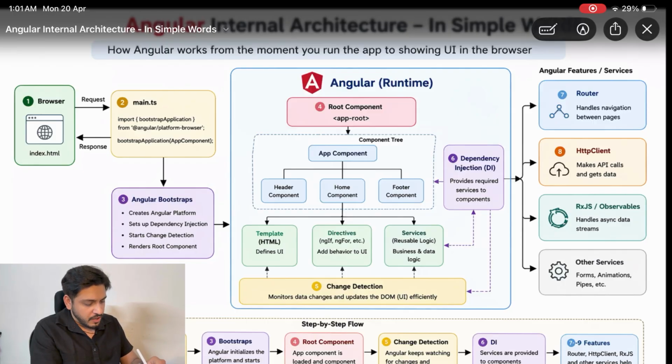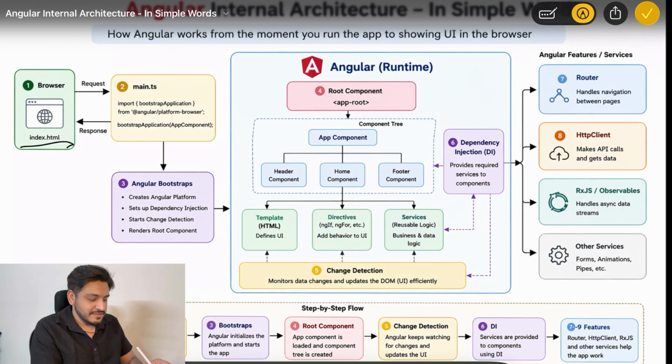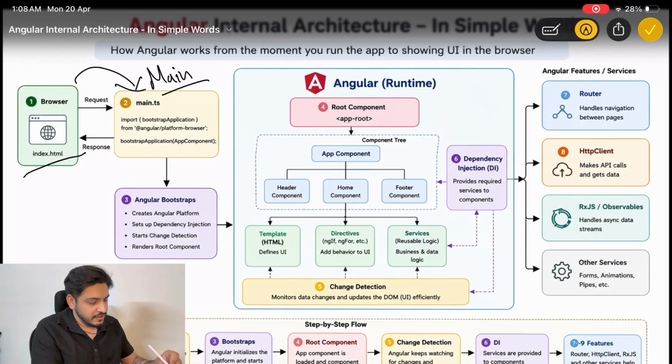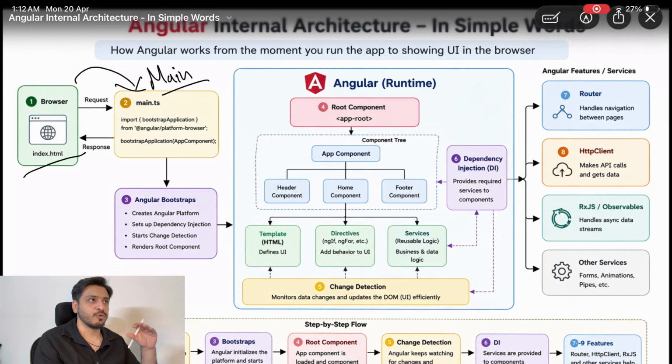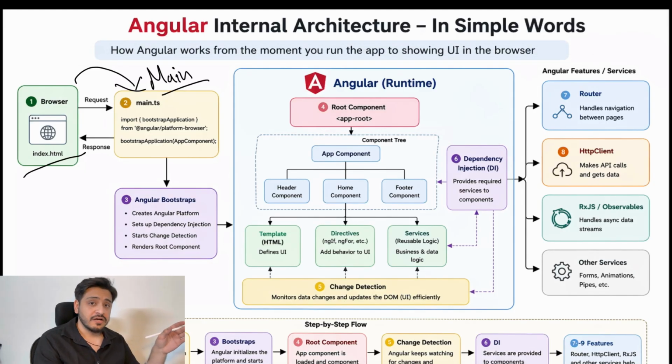Whenever you open an Angular application in your browser, the first thing that loads is the index.html file, which is the main entry point into your application. Then it calls the main.ts file, which helps in bootstrapping your application. Generally, you have seen bootstrapApplication, then AppComponent. So your app component is the main component of your Angular application, which is referenced in the main.ts file. And then it will take you to the bootstrapping.